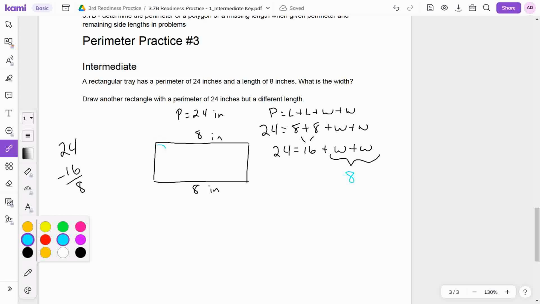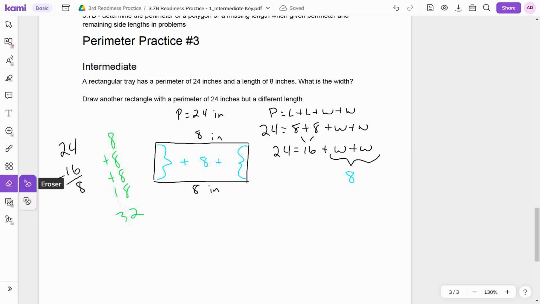All right, so let's put that in blue, because let me show you here. If we take this and this together, it makes 8. But that doesn't mean that each side is 8. Look what happens if I make each side 8. If I do 8 plus 8 plus 8 plus 8, that's 8 times 4, that's 32, not 24.